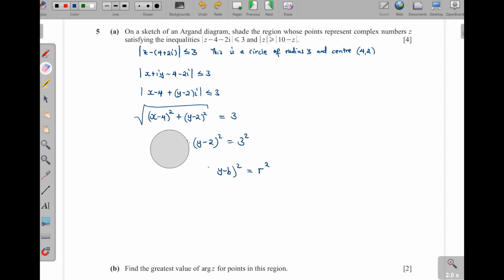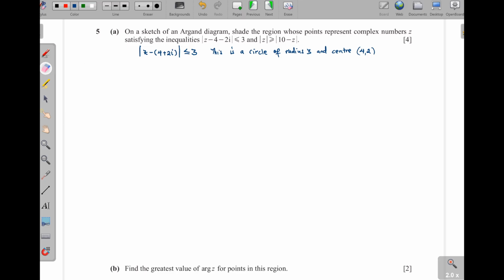So whenever you see a modulus sign on one side of the equation or inequality, then you should know that that one is a circle. Now, if it is equals, then that means we are looking at all of those points that are on the circumference of the circle, okay? Because all of them are at a fixed distance from the center, which is the radius of that circle.